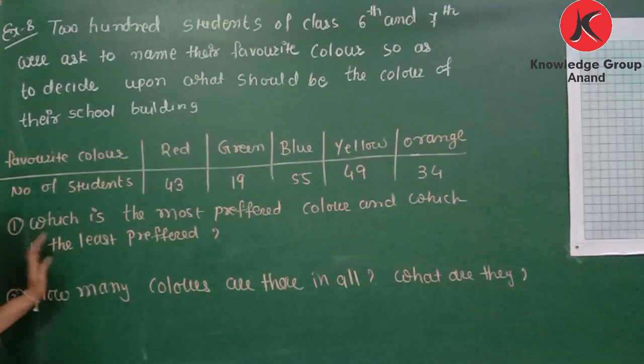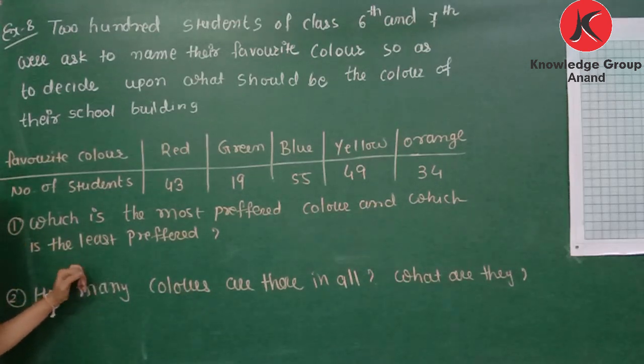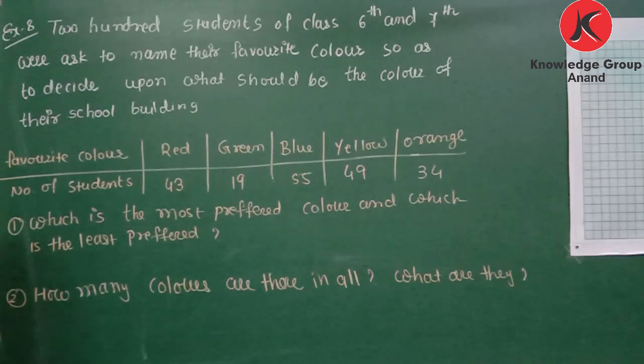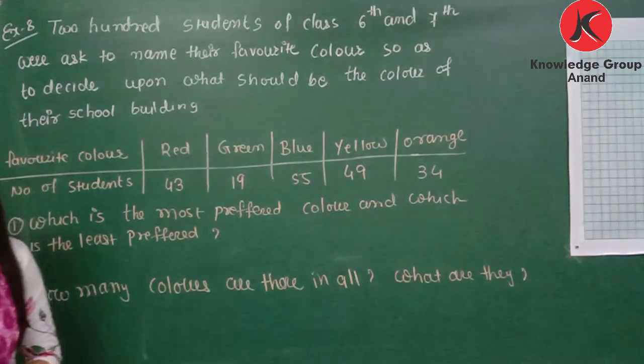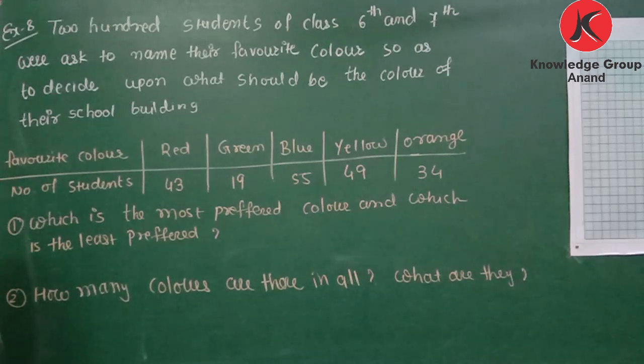So here the question is what is the most preferred color and which is the least preferred, and also you need to write how many colors there are in all and what they are. Here you need to draw a bar graph for this information.